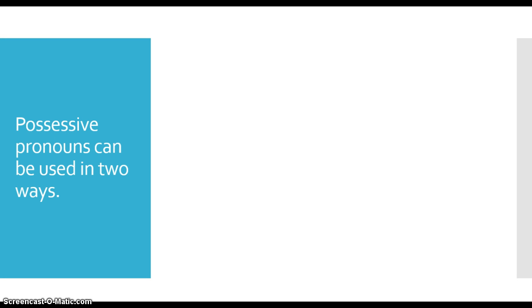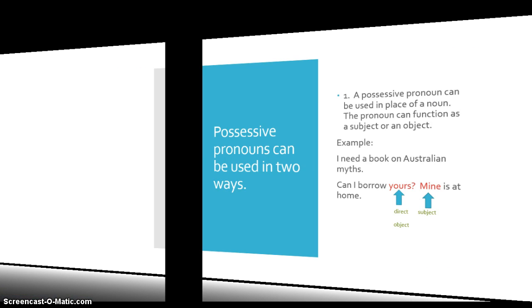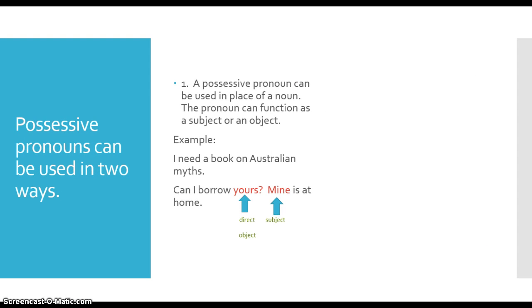So you can use possessive pronouns in two ways. The first way is you can use it in place of a noun. And when you do this, it can function as a subject or an object. If you look at my example, you'll see what I'm talking about. I started off by saying, I need a book on Australian myths. Then I said, can I borrow yours? Mine is at home. Now the word yours is used as a direct object, and the word mine is used as a subject. They're both referring to a book, but they're used in different ways.